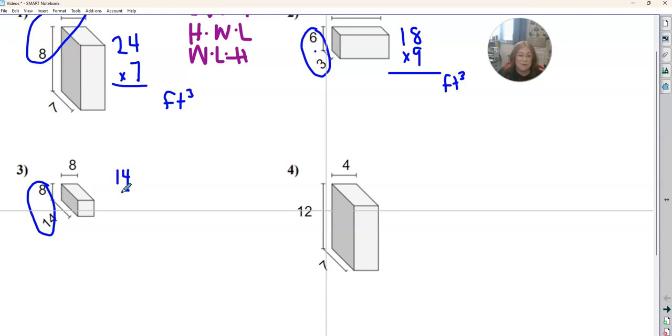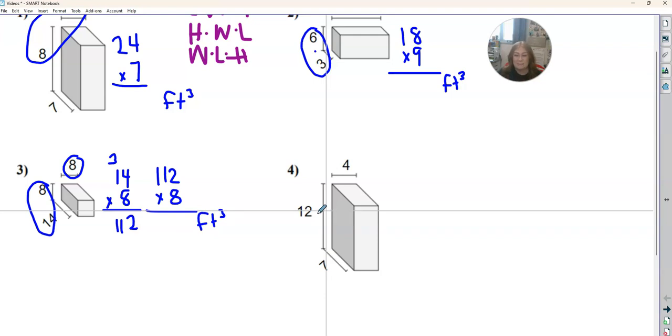So this one I'm going to do 14 times 8. So here's 32, 8, 9, 10, 11. So now I need to take this 112 and again multiply it by 8. But it's just a single digit, so the math is a little easier. And then my answer needs to be feet cubed.